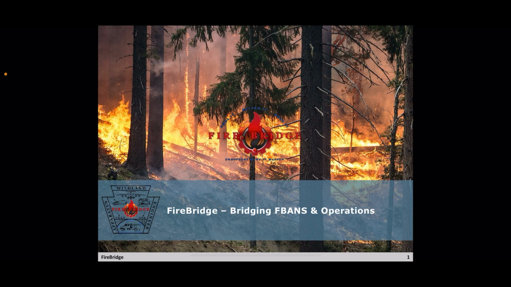Hello there. Welcome to this presentation about FireBridge and what FireBridge is. The purpose of FireBridge is to bridge the fire behavior analysts' predictions of fire intensity and rates of spread to the operations side, to make it more conducive to match resources to predicted fire intensity.